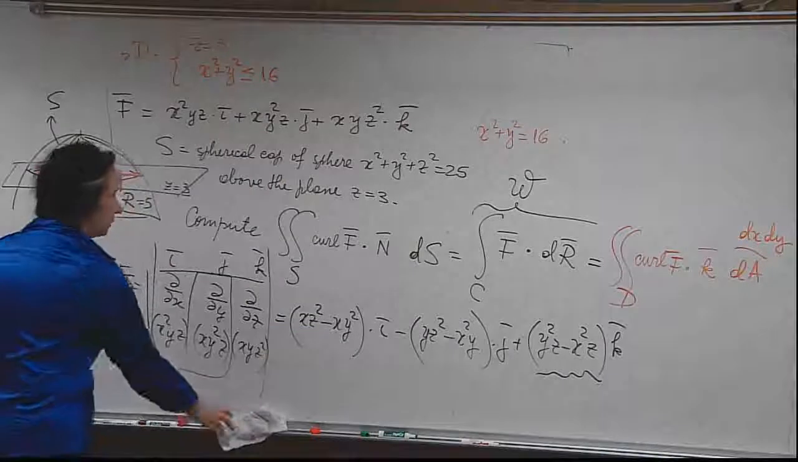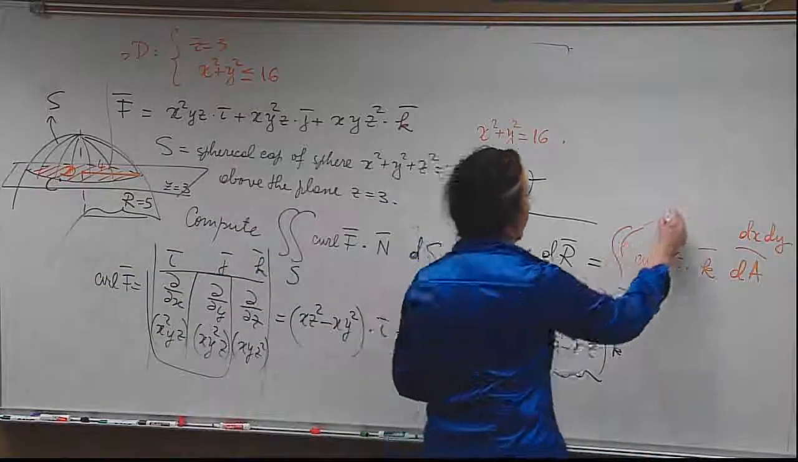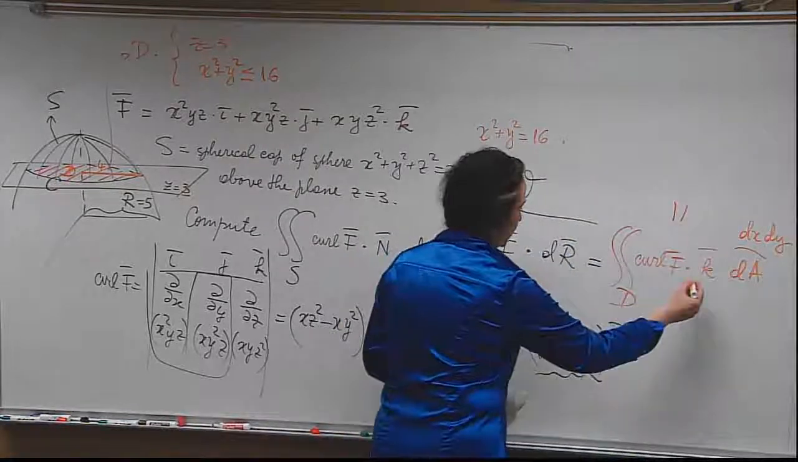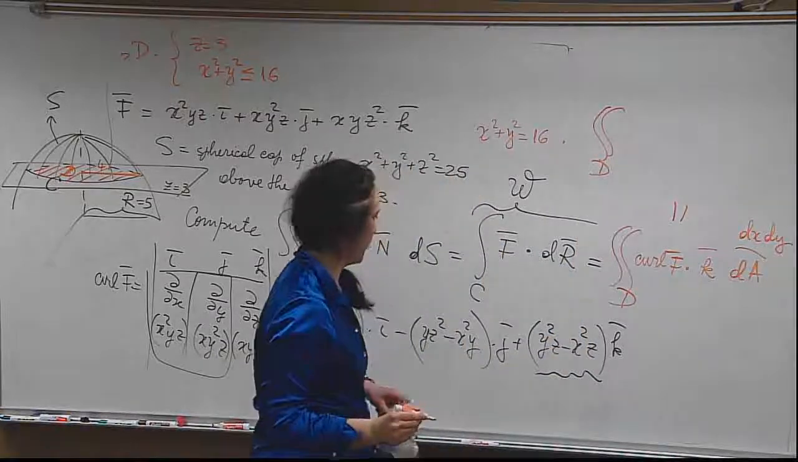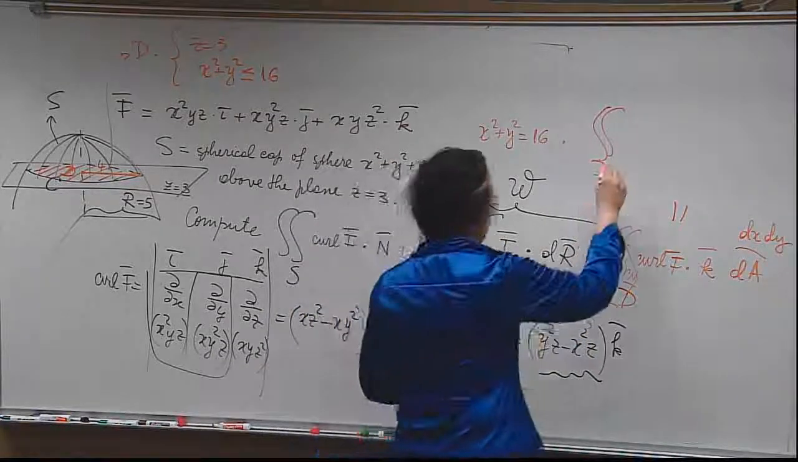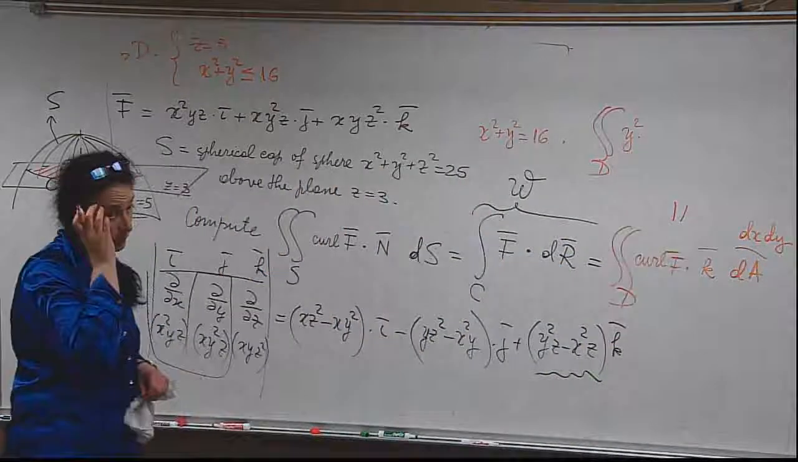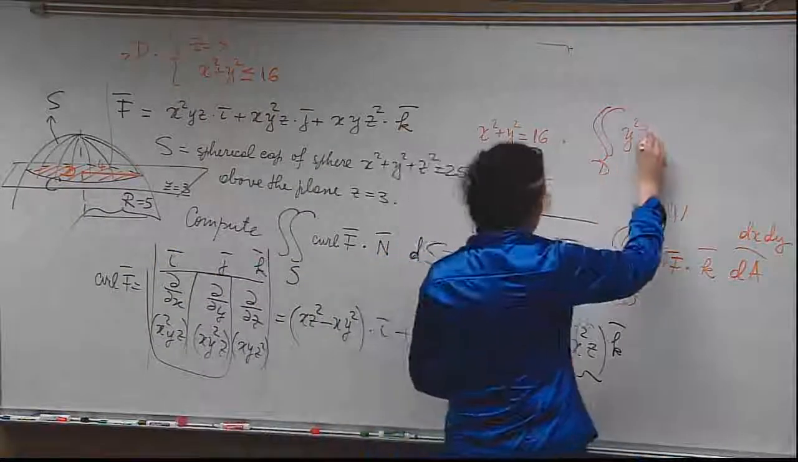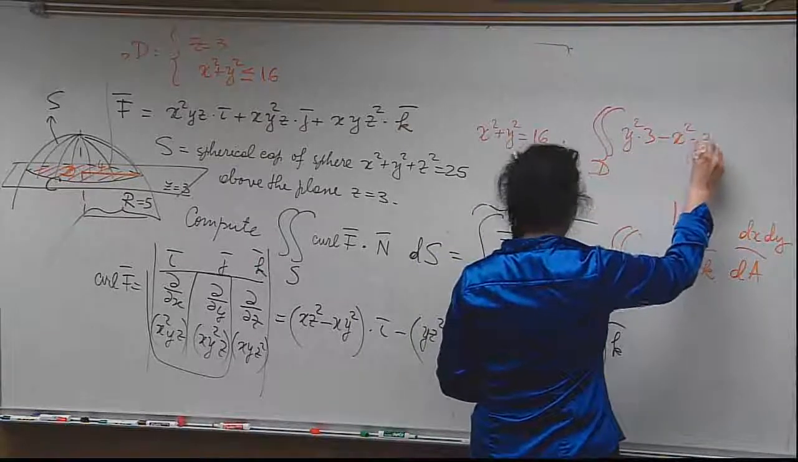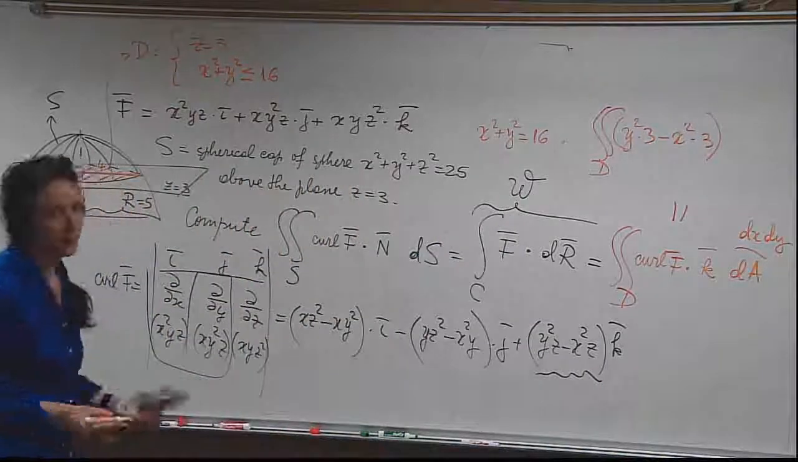Okay, so now let's compute what we have backwards. This times K will give me the double integral over D of y squared times, who is Z? I'm in a domain D where Z is fixed. Z is 3. Minus x squared times 3, dx dy. I just came up with this problem.